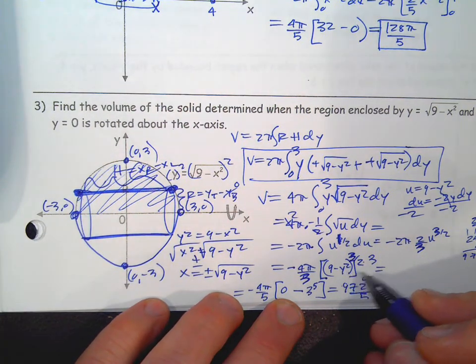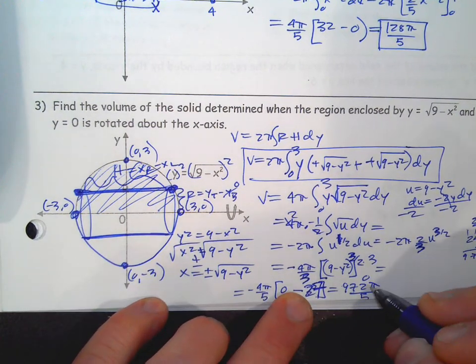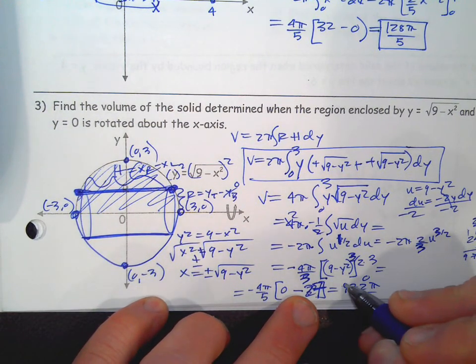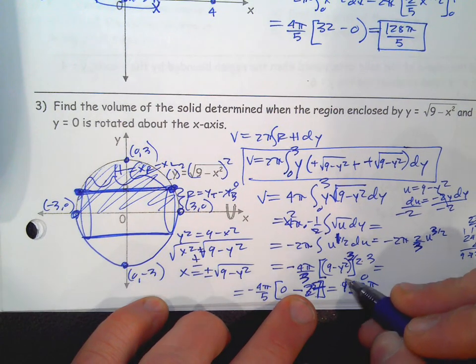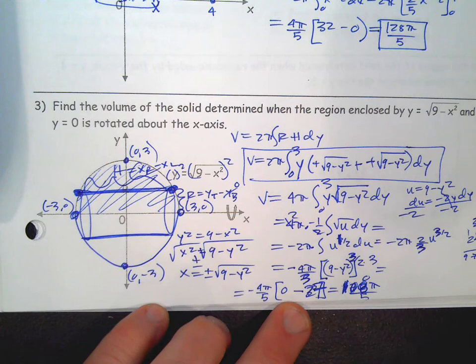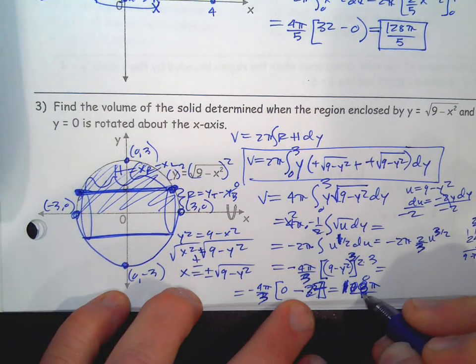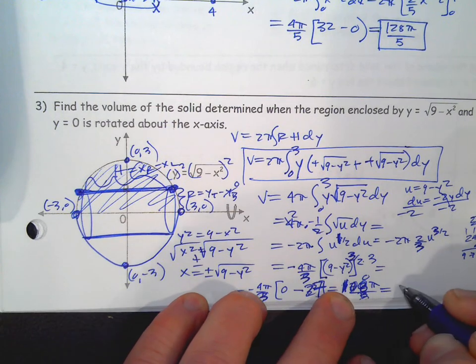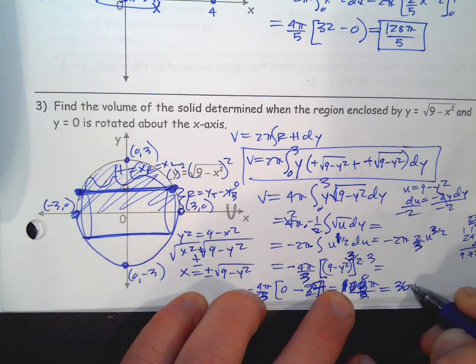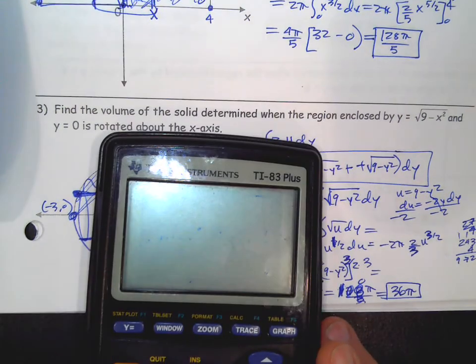And so plug 0 in. Square 9 is 3, cubed is 27. So it's going to be 4 times 27, which is 108. Which still does not seem right. Oh, but this is a 3. And 108 divided by 3 is 36. So the answer should be 36 pi. I got hung up there a little bit.